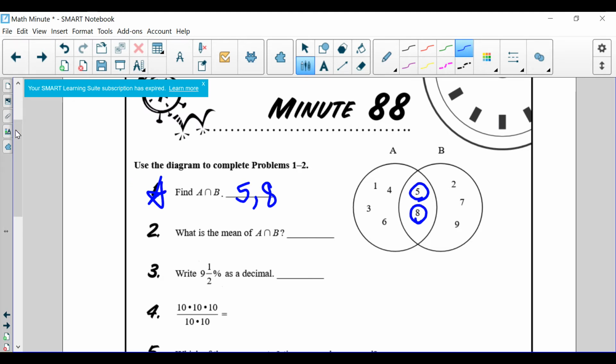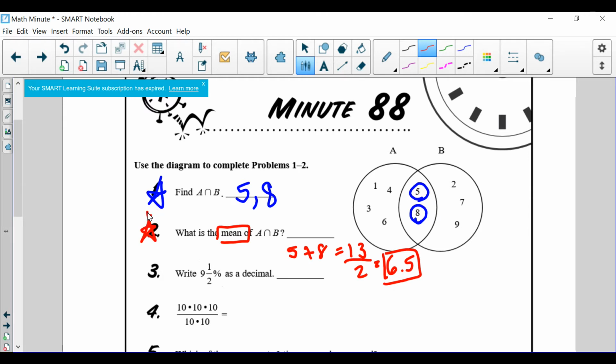Next, for number 2, it says, what is the mean between those two numbers? So remember, let's go over mean. What does mean mean? Well, mean means that we're just going to add the 2 and then divide by 2. And 13 divided by 2 is going to be 6 and 5/10. Alright, if you got 6 and 5/10, nice work. Ready for the next one.